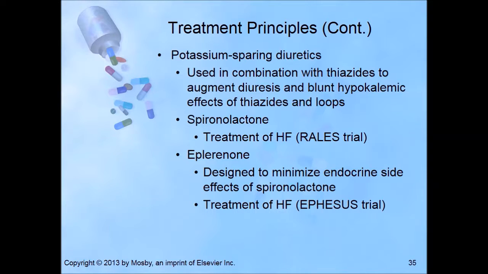For the potassium-sparing diuretics, these are generally used in combination with the thiazides. The rationale for the combination is to augment diuresis and blunt the hypokalemia that is seen with the use of thiazide and loop diuretics. Spironolactone, a nonspecific aldosterone antagonist, has been shown to be of particular benefit in the treatment of severe CHF when added to an ACE inhibitor and a loop diuretic, reducing the mortality rates. Hyperkalemia appears to be dose dependent.